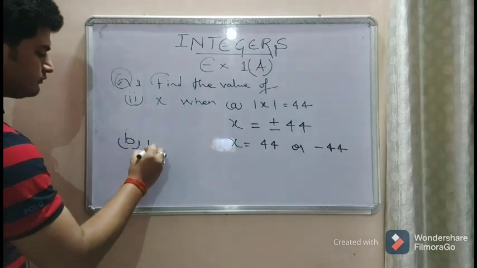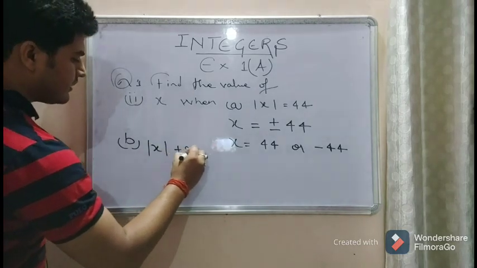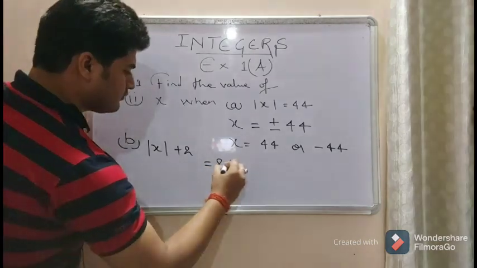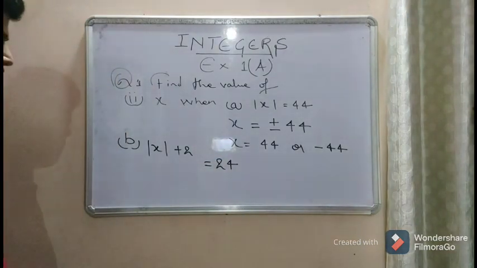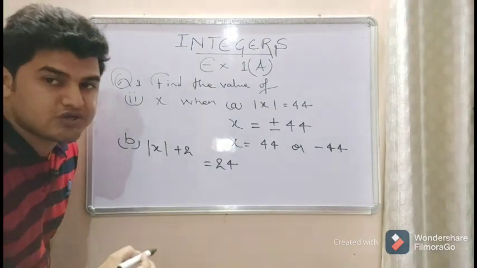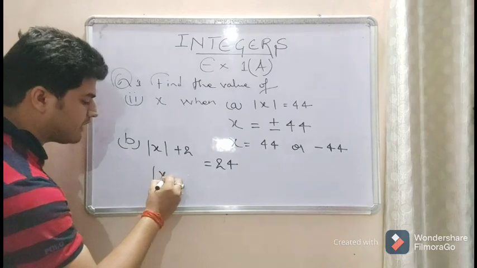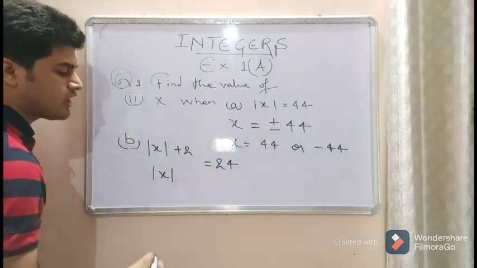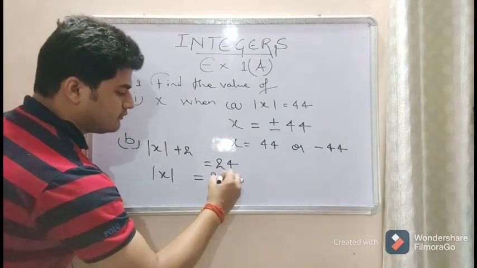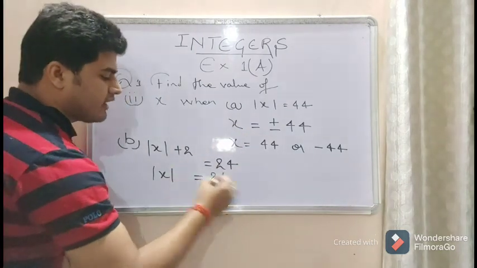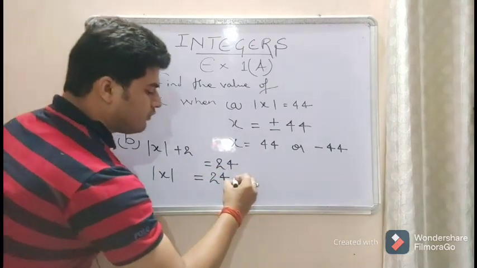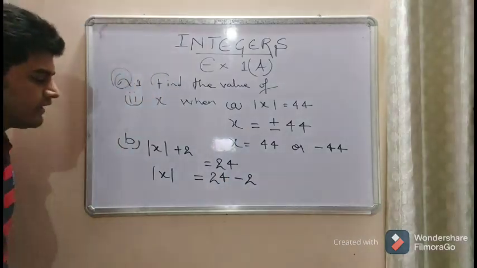Then part B, mod of x plus 2 is equal to 24. So for solving it, it is a type of equation. Just keep the mod of x on one side and transpose the rest of the things to the other side. तो प्लस 2 को उधर ले जाएंगे ऑन द राइट हैंड साइड. कोई भी चीज जब अपना साइड चेंज करती है तो उसका साइन चेंज हो जाता है. तो प्लस 2 माइनस 2 बन जाएगा.